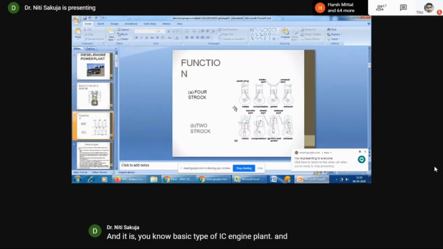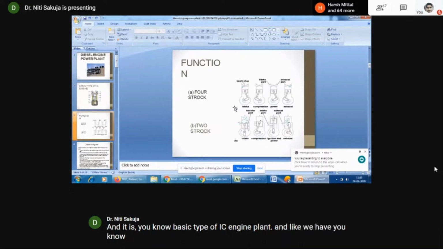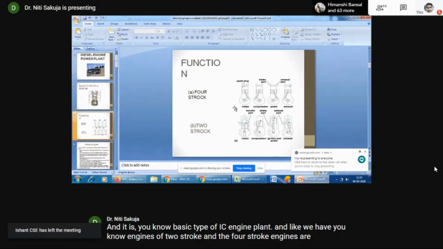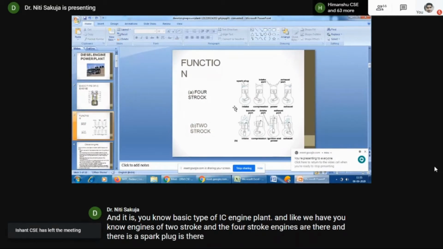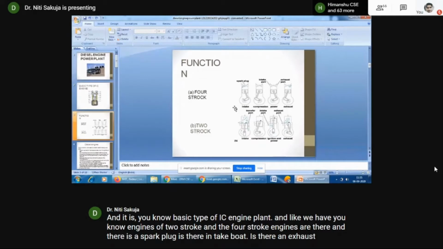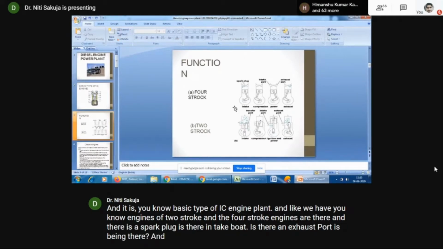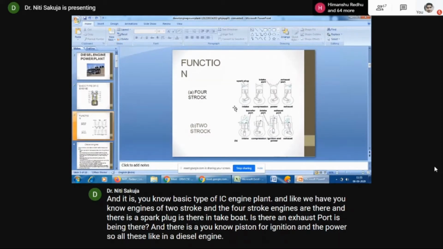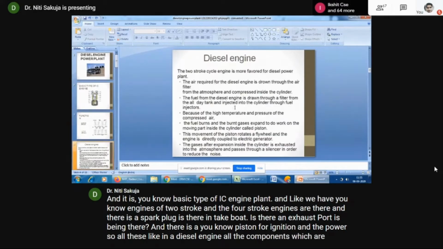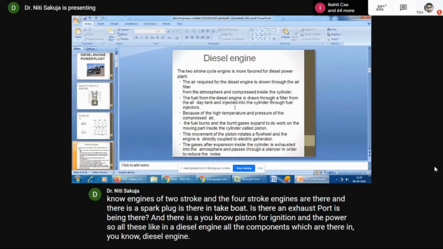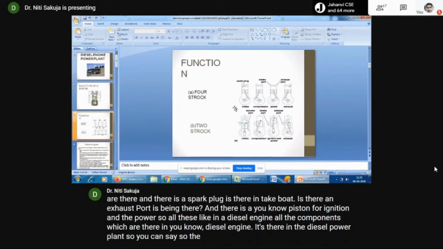Like we have engines of two stroke and four stroke, and there is a spark plug, an intake port, an exhaust port, and a piston for ignition and the power. All the components which are in a diesel engine are there in the diesel power plant also. The two-stroke cycle engine is much more favored for a diesel power plant as compared to the four-stroke. As you can see, the two-stroke is much more favorable.